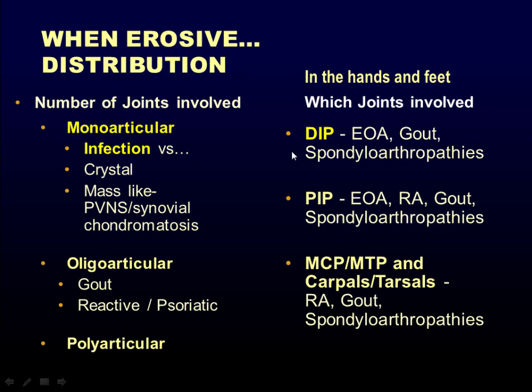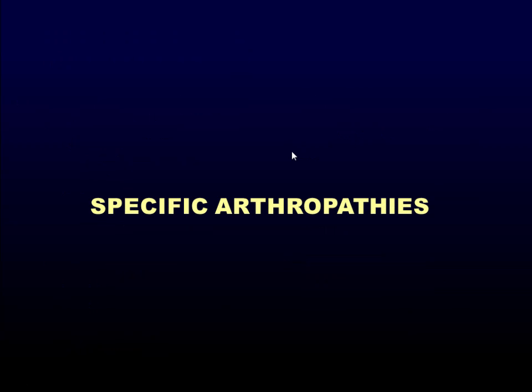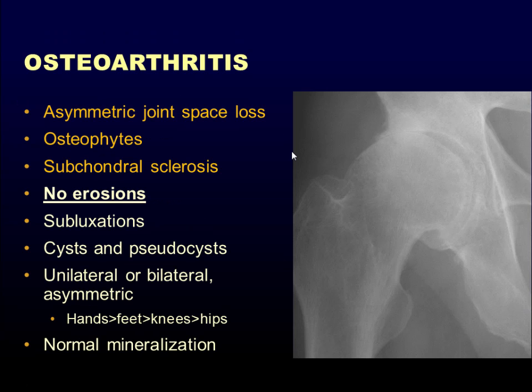like psoriatic or reactive. Now I'm going to spend just a few minutes covering specific arthropathies. What I wanted to start with is osteoarthritis and just mention what the diagnostic criteria are: asymmetric joint space loss, osteophytes, and subchondral sclerosis. They may have cysts associated with it. It should be non-erosive. The thing to point out is there's a normal distribution. We're used to seeing it in the hips and knees, potentially in the shoulders.